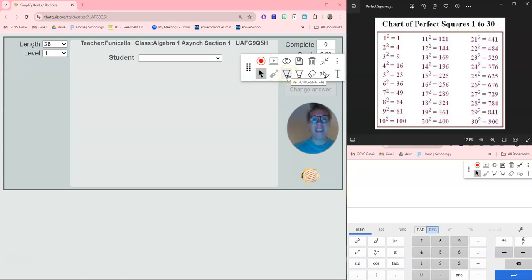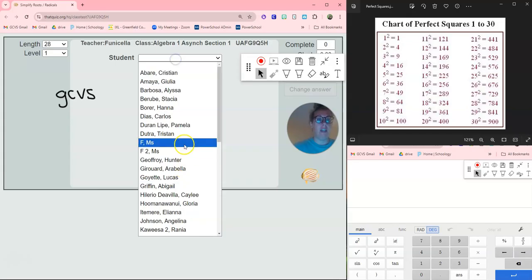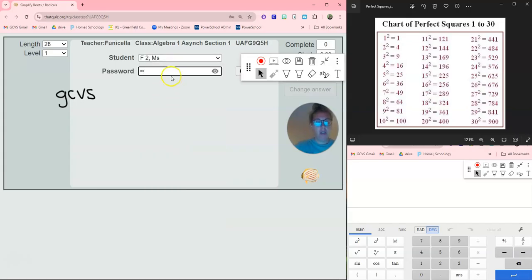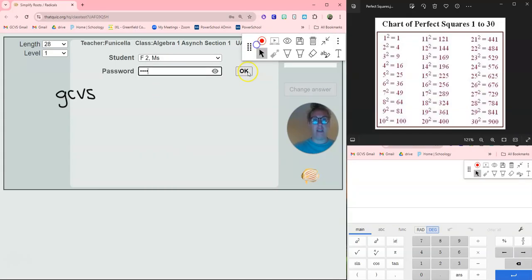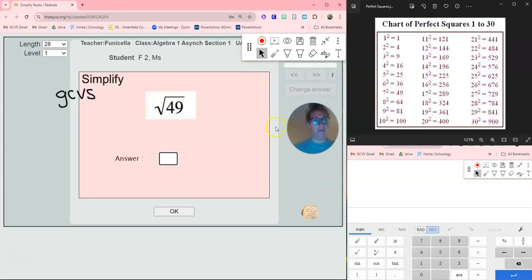Hello everyone. This is part 1 of our ThatQuiz assignment for NQ2. So you're going to find your name in the drop down menu and then type in GCVS as the password and hit OK.